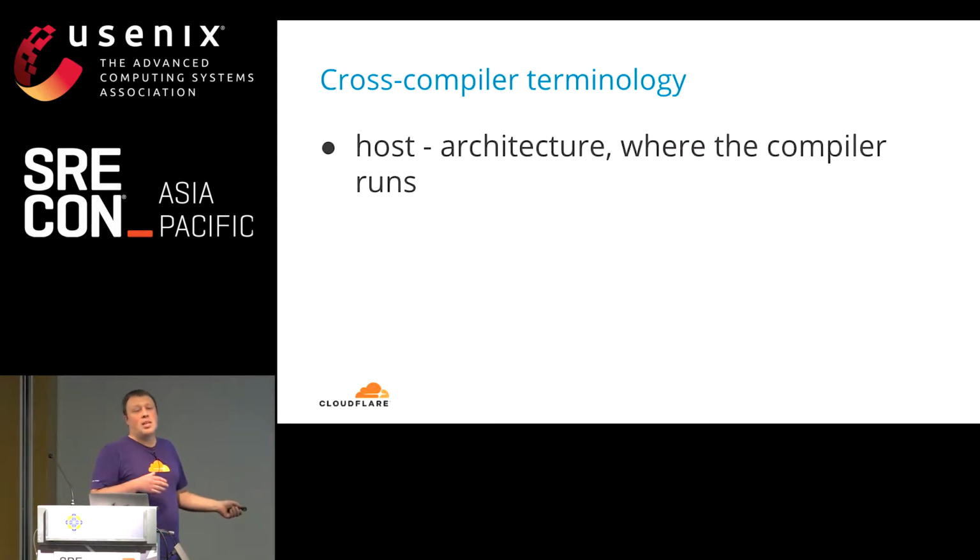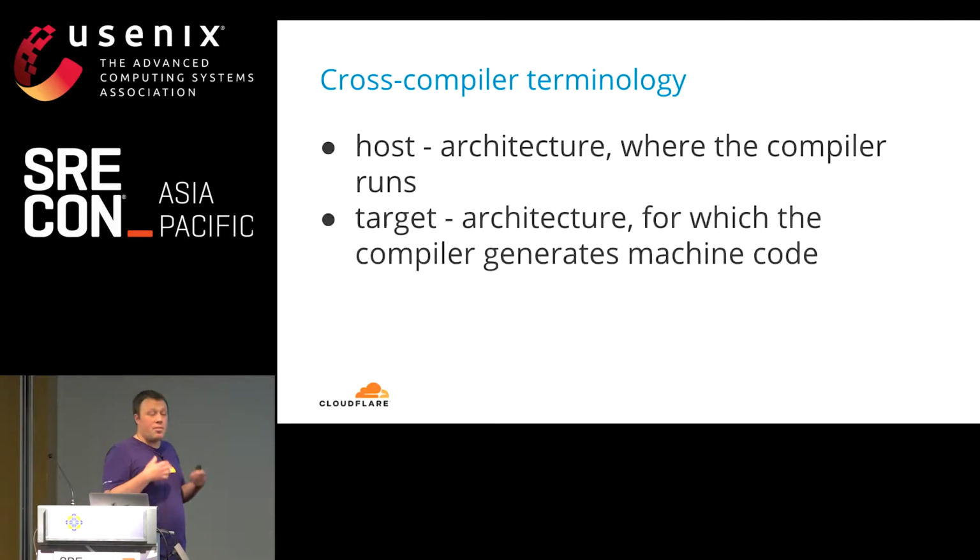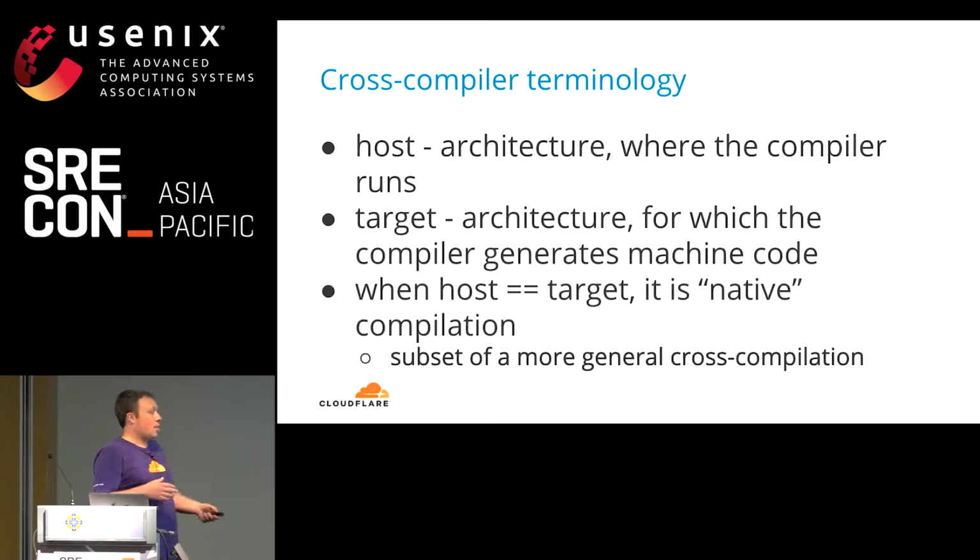The reason I'm introducing cross-compiler is because I need some terminology to explain the failures later. In cross-compiler terminology, you have a host, which is the CPU architecture on which the compiler runs. It's usually the developer laptop architecture, right? And you have a target. It's the CPU architecture for which the compiler produces machine code. It's your production. It can be x86 or it can be ARM64, right? And in particular, there is a specific case where host architecture equals target architecture. This is a normal compilation, which is just a subset of cross-compilation.